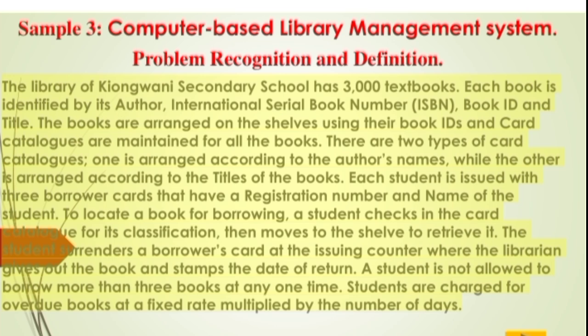Each student is issued with 3 borrower cards that have a registration number and name of the student. To locate a book for borrowing, a student checks in the card catalog for its classification, then moves to the shelf to retrieve it. The student surrenders a borrower's card at the issuing counter, where the librarian gives out the book and stamps the date of return. A student is not allowed to borrow more than 3 books at any one time. Students are charged for overdue books at a fixed rate multiplied by the number of days.